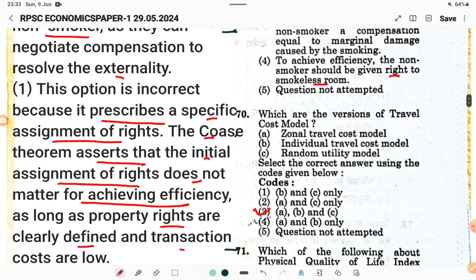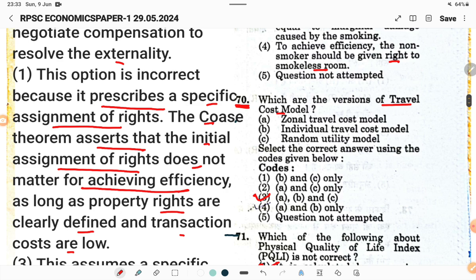And the next question 70, which are the versions of travel cost method? Zonal travel cost model, second, individual travel cost model, and third is random utility model. So A, B, C, all the three statements or options here are correct. We will discuss all three one by one. Firstly, the zonal travel cost model.